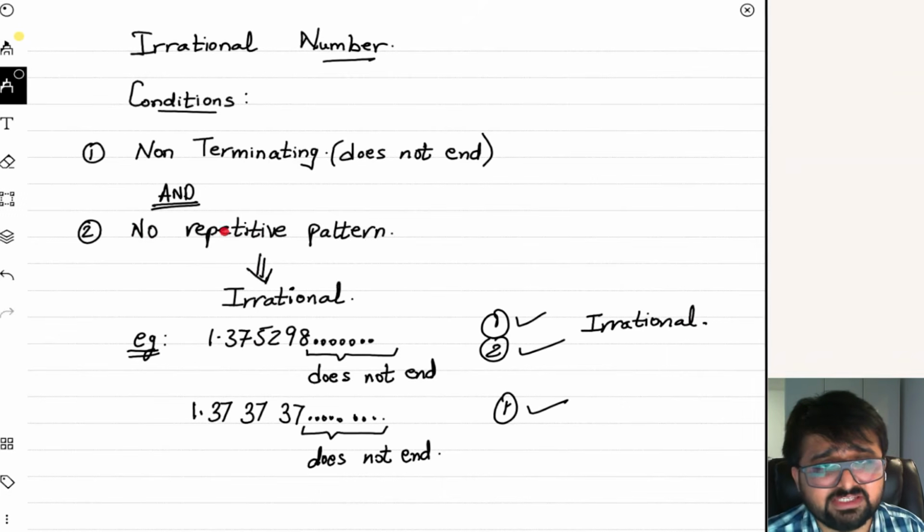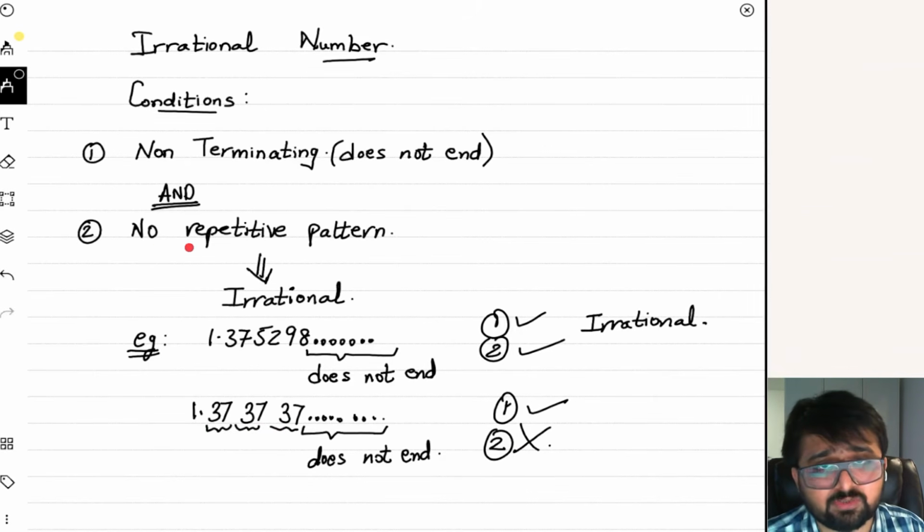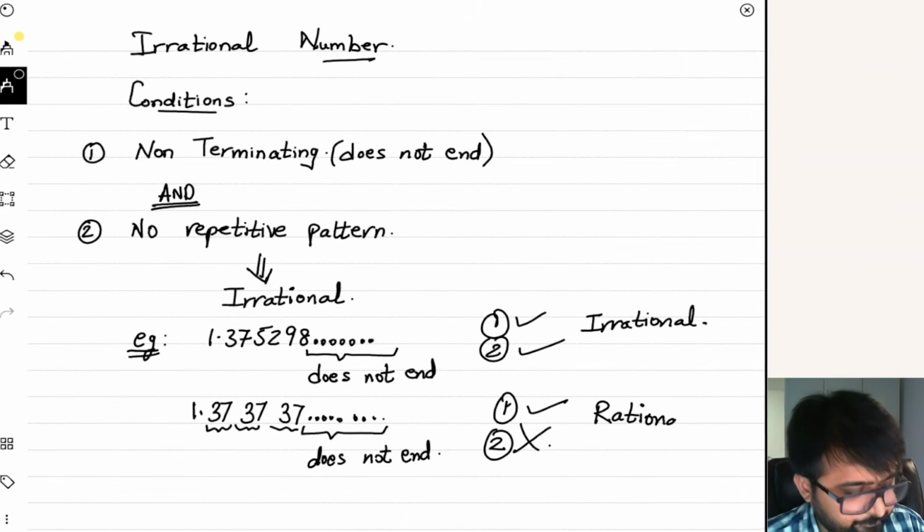There shouldn't be any repetitive pattern. Is there a repetitive pattern here? So the answer is yes. If you see this 3 7 3 7 3 7, that's a pattern that I see. So condition number 2 is not satisfied in this case, because condition 2 says no repetitive pattern, but there is a repetitive pattern here. So the condition 2 is not satisfied. That tells me that this is a rational number.